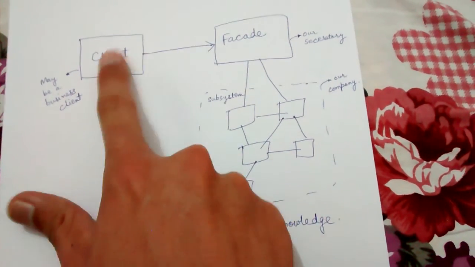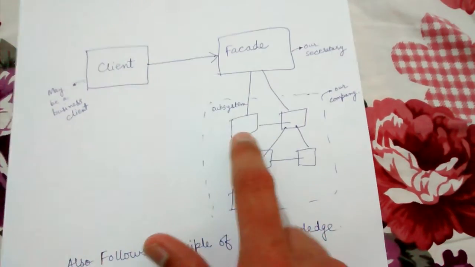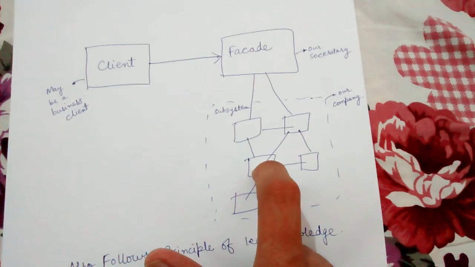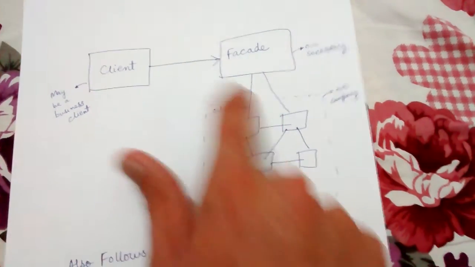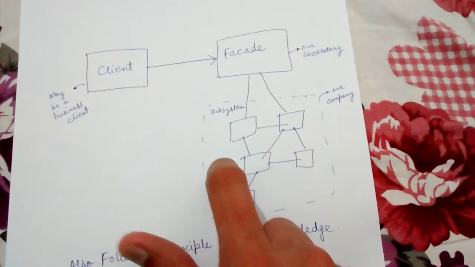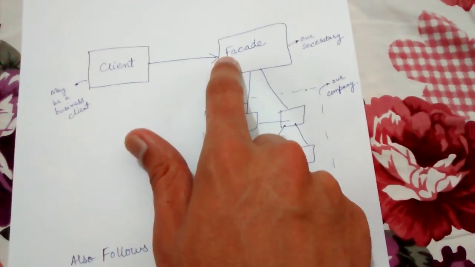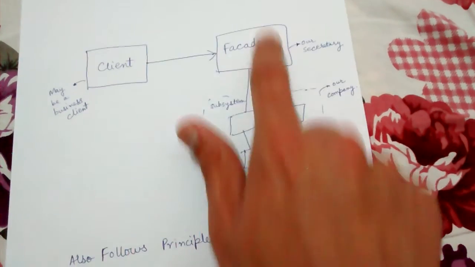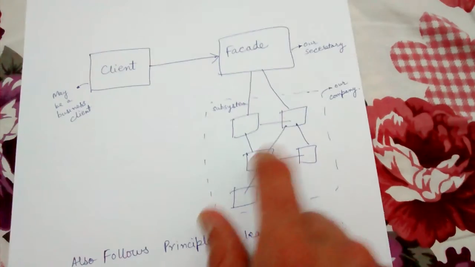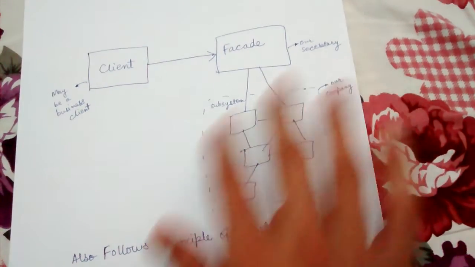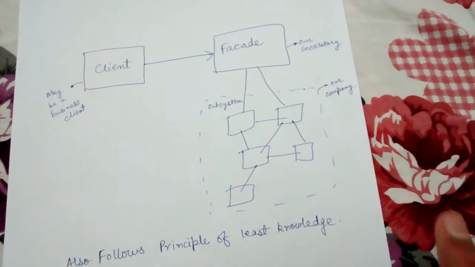Because let's say the client has to meet this one, this one, this one. So it is dependent on this and this in the wrong design. But here it's just related to this facade, and this facade is transmitting all the calls to all these classes. So it's taking care of whatever the client asks him or her to do.